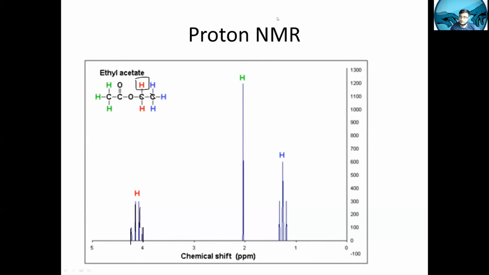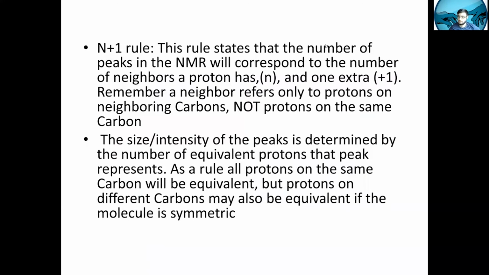4 peaks, right? Now this green hydrogen, how many neighbors does this carbon have? Well, it's an end carbon, it only has one neighbor, but that carbon has no hydrogens on it, no protons, it only has 2 oxygens. Therefore, this green hydrogen has 0 neighbors. So 0+1 is 1, so it's just 1 peak. Okay, hopefully that clears up the neighbor rule, the n+1 rule. That's the first half.